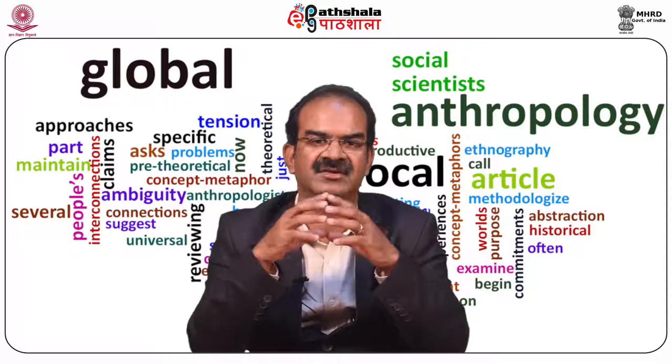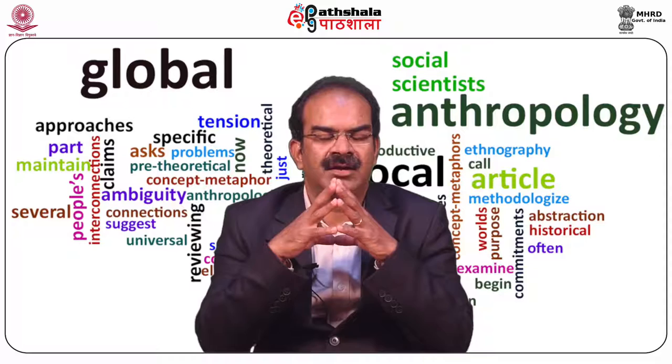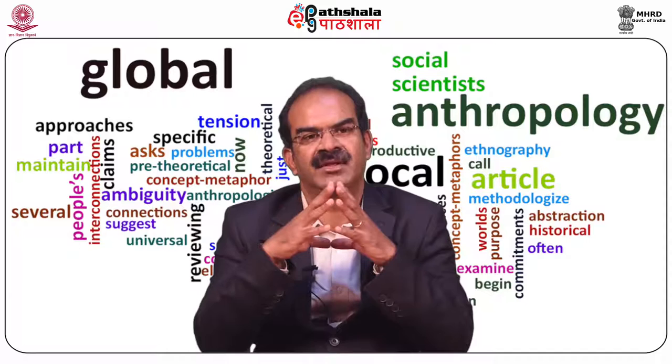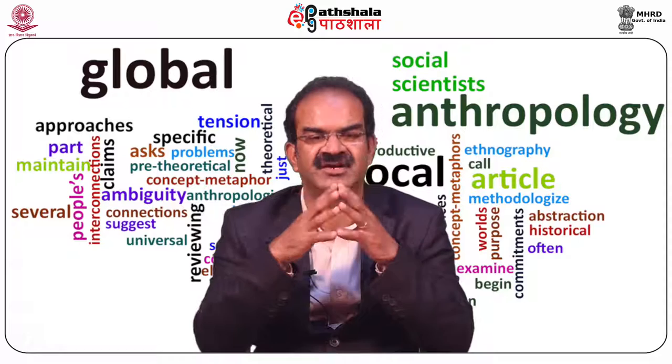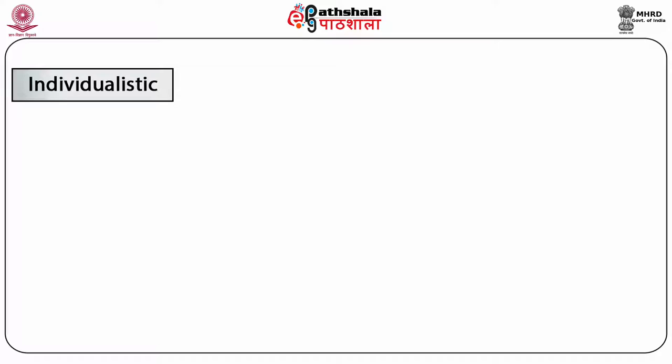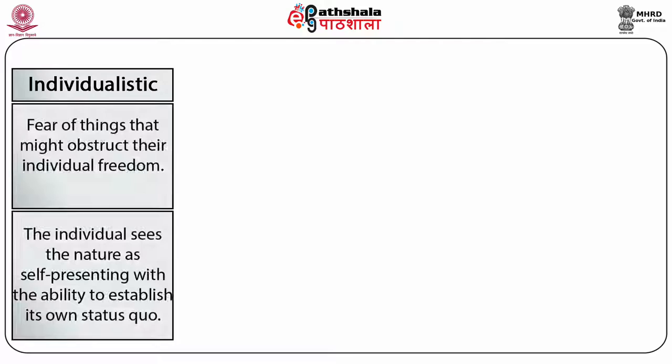Now, let us see how people behave under different kinds of characteristic features or groups at an unconscious level, which is manifested at a conscious level. If the culture promotes individualistic things, then all of an individual's thinking process is centered around the fear of things that might obstruct individual freedom. Meaning that the individual is free to do many things, but if something comes in between, he becomes thwarted, he becomes deterred, because something is obstructing the freedom.